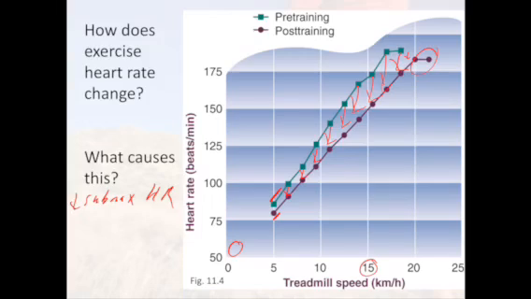So at 15 kilometers before training, they were at about 175. 15 kilometers after training, they're at about 155. So it went down by 20 beats or so, 18 beats per minute. That's a lot. Okay, so why does it do that?